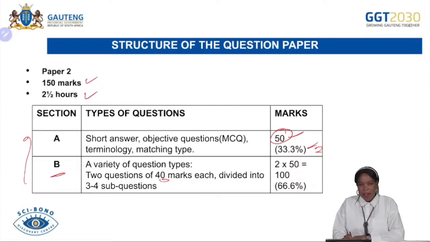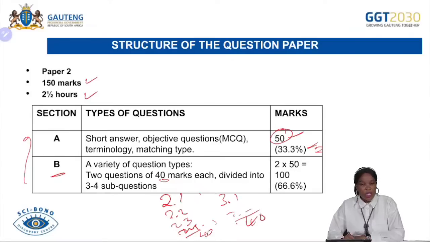These two questions are divided into two questions of 40 marks each, which are divided into 3 to 4 sub-questions. So this is where you're going to find your 2.1, 2.2, 2.3, up to 2.4 maybe. And then you get your question 3.1, 3.2, 3. So they are divided into these sub-questions, and then you find that your question 3 will be out of 40, and then your question 2 will be out of 40 as well.